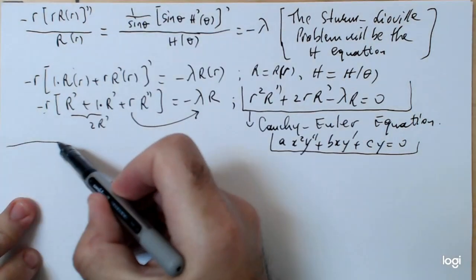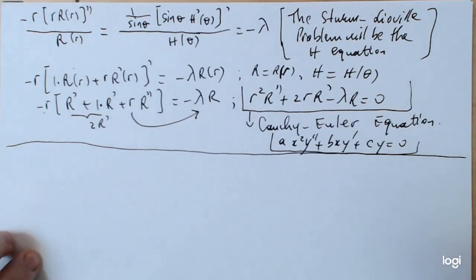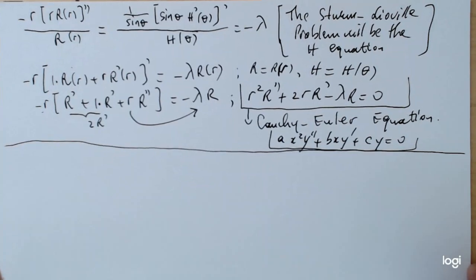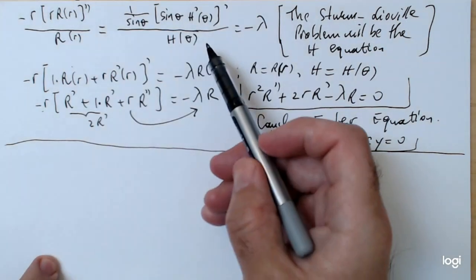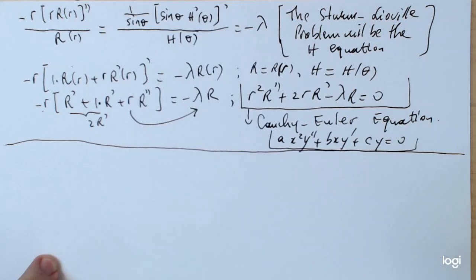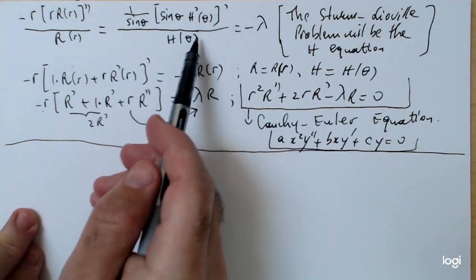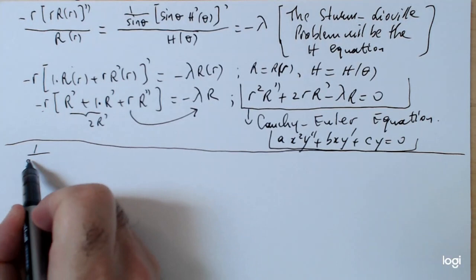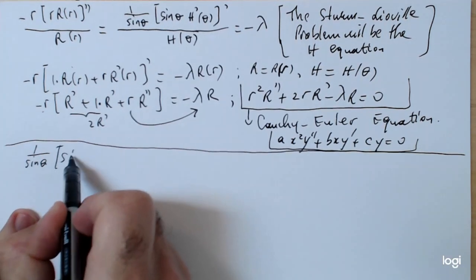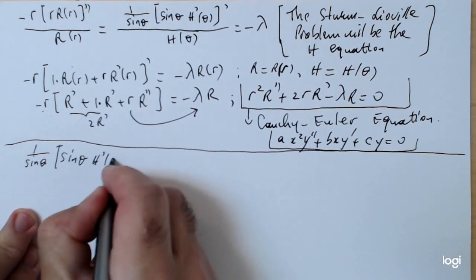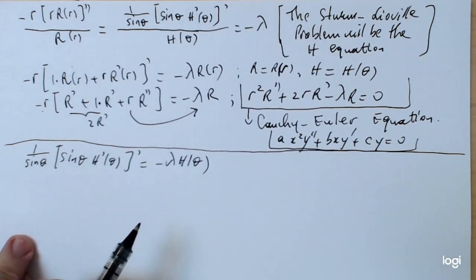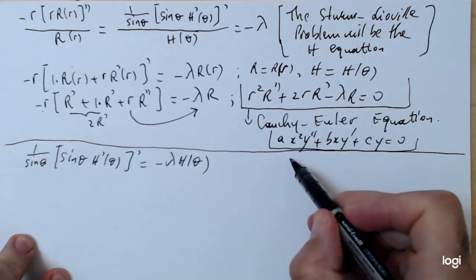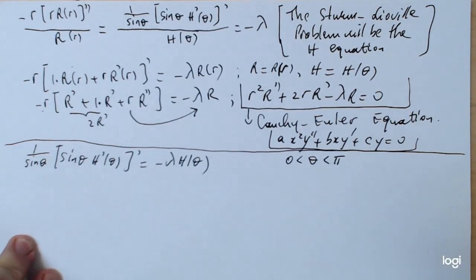So let's focus now on the main hurdle, I mean the equation in H. And let's just do a little bit more algebra to write it in a more compact form. So the equation in H, if I multiply by big H, becomes 1 over sine of theta, H prime of theta, prime again, minus lambda H of theta. And again, let's take the maximum domain for theta, theta between 0 and pi.